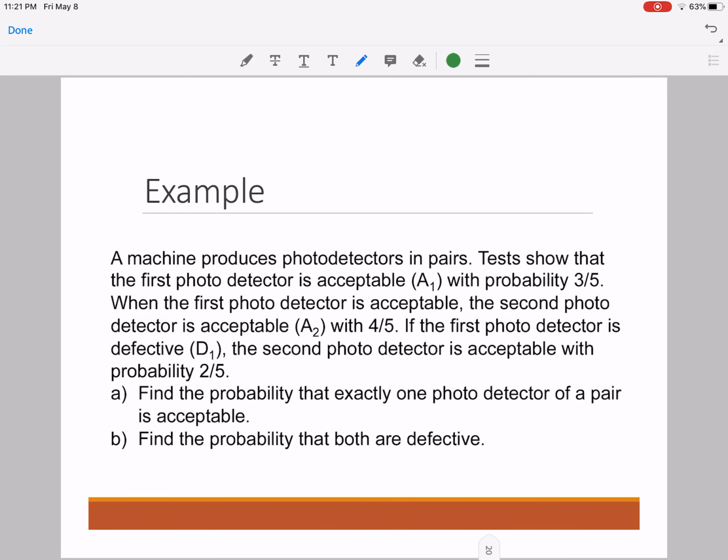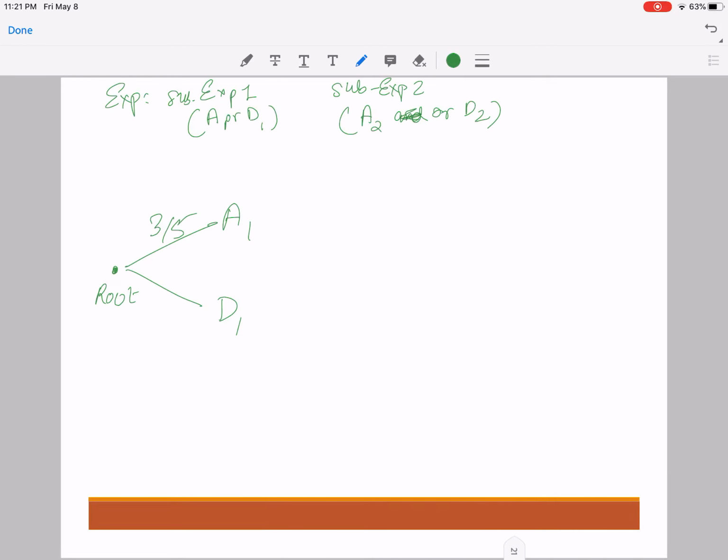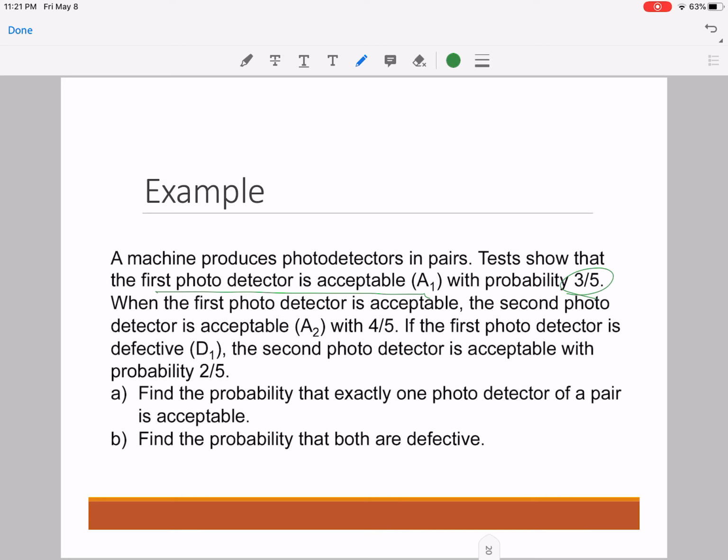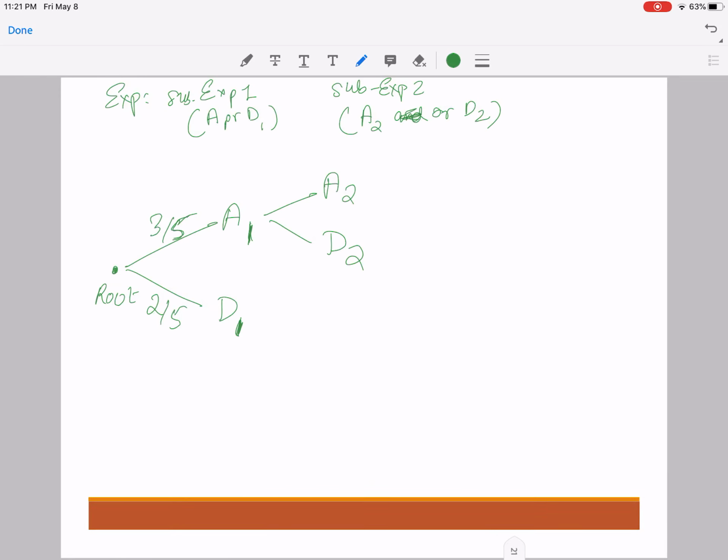Reading the problem statement, the first photodetector is acceptable with probability 3/5. So this probability is 3/5. If this probability is 3/5, then that means that the probability that the first detector is defective will be 2/5. If the first detector is acceptable, then the second one will be either acceptable or defective. It's given in the problem statement that when the first detector is acceptable, the second is acceptable with probability 4/5. So it's going to be defective with probability 1/5.